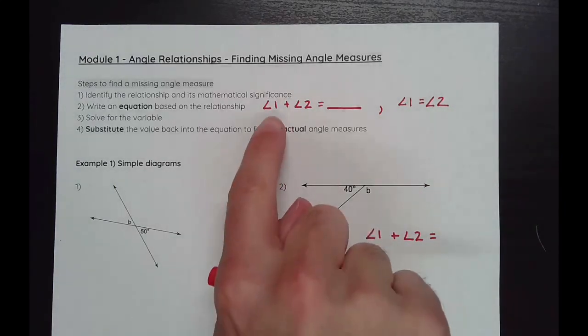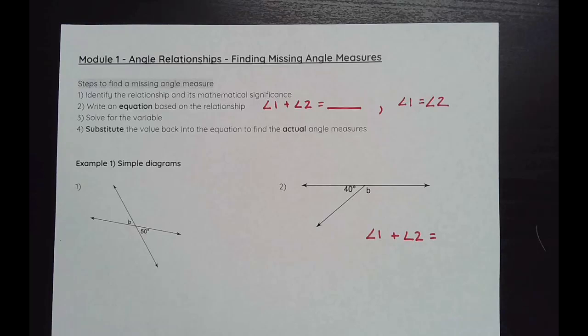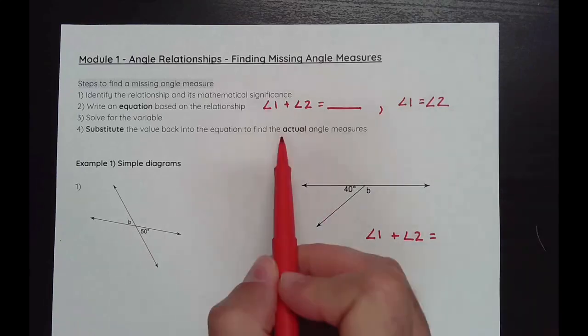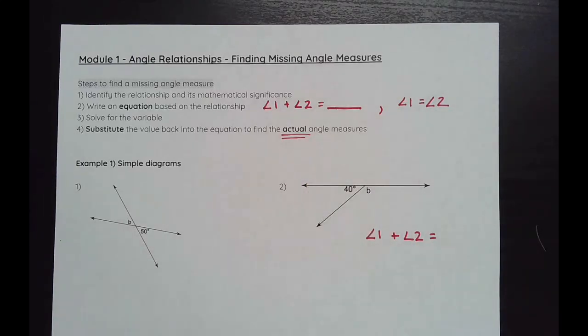So we're going to be in this model for complementary and supplementary. Here we're going to be for vertical. Step 3, we're going to solve for our variable. And then step 4, we're going to substitute the value back into the equation to find the actual angle measures. And that's going to be kind of our final step that we don't want to forget about.